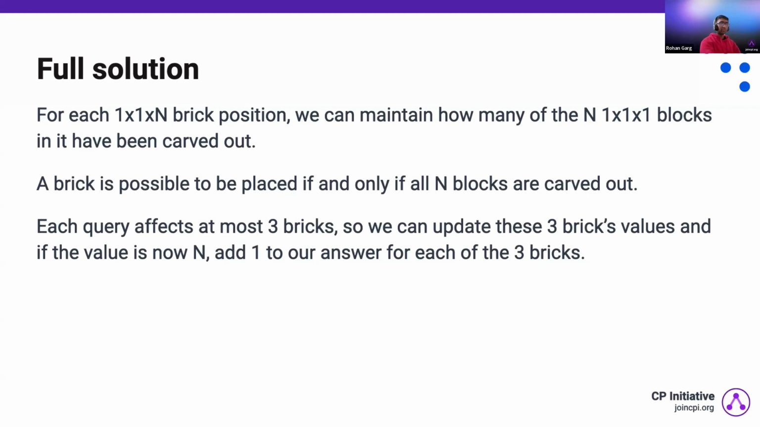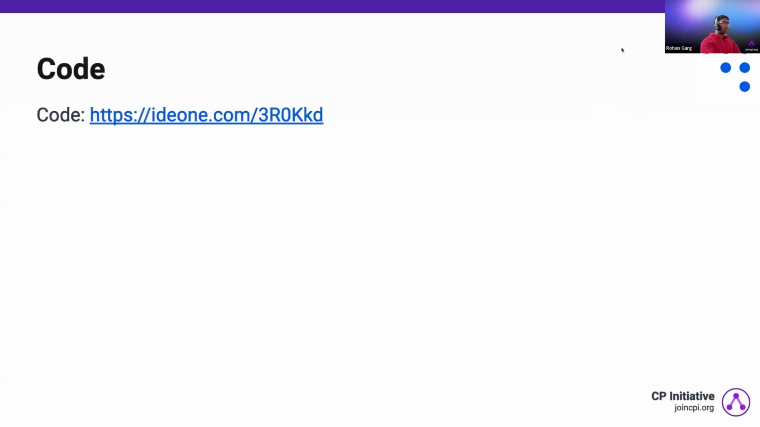The final complexity, which is not listed here, would be O of n squared plus Q, because the initialization of the three arrays storing all the bricks takes n squared time. Updating each of the bricks takes O of 1 time for each query, so that would be O of Q time for processing all the queries. So we can now look at the implementation.